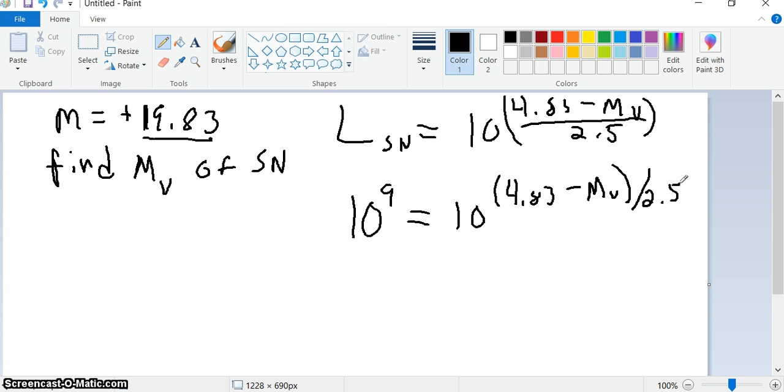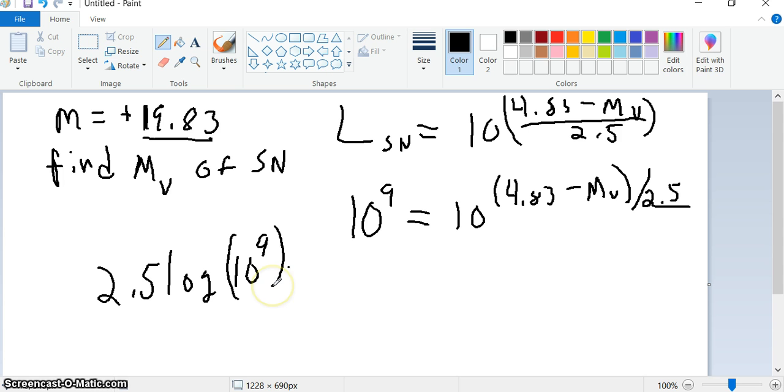All right, so again, what's the little trick that we always use when we have stuff like this? We just simply take the logarithm of both sides. So this becomes, remember, the 2.5 goes to the other side of the equation, so it becomes 2.5 times the log of the luminosity of the supernova, which is 10 to the 9th. So in other words, the log of that is just 9, right? The log of 10 to the 9th is just 9, and so that's equal to.